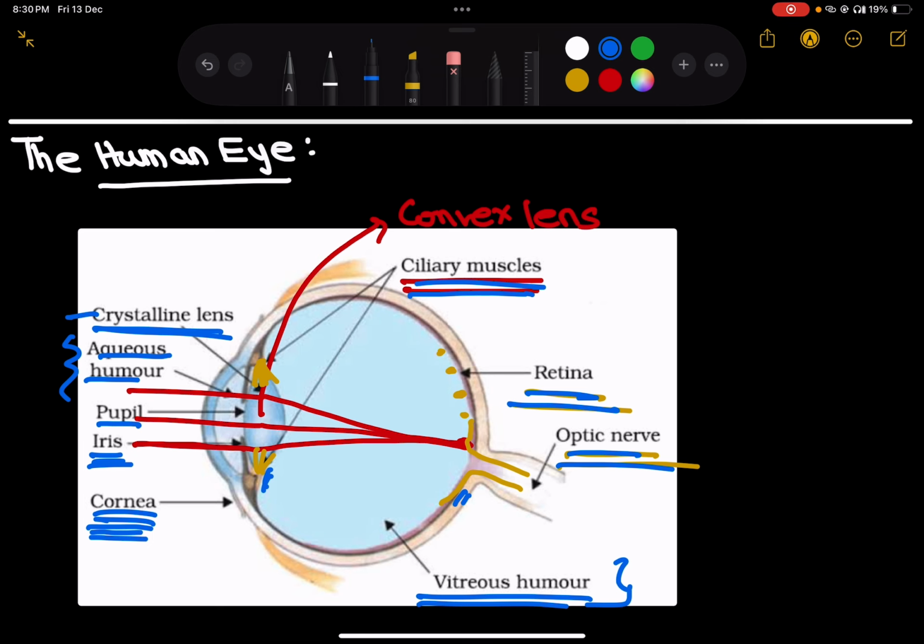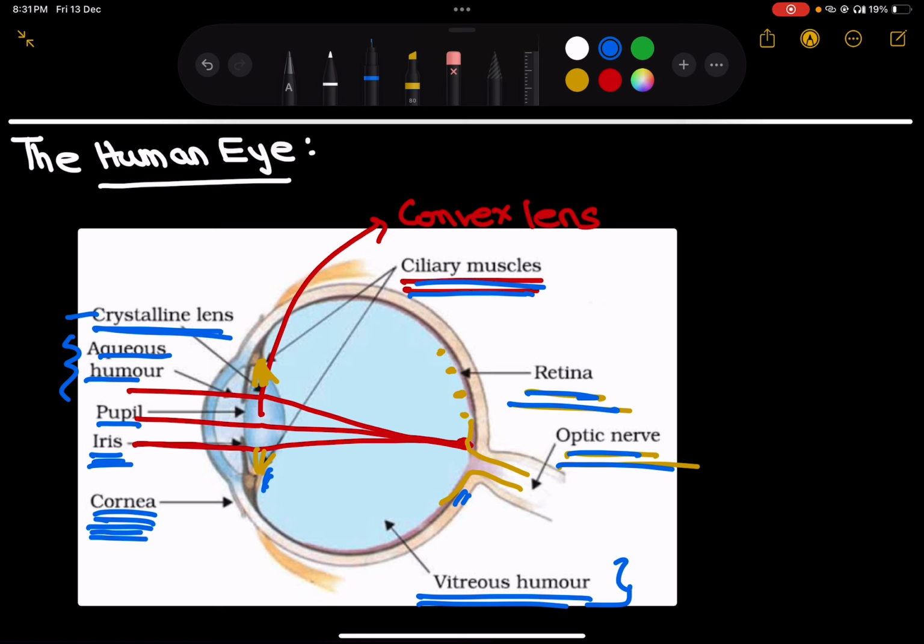Okay, so firstly aqueous humor, then vitreous humor. Always remember alphabetical order. First A, then B, right? So similarly, aqueous humor first and then vitreous humor next. Okay, so that completes our human eye.